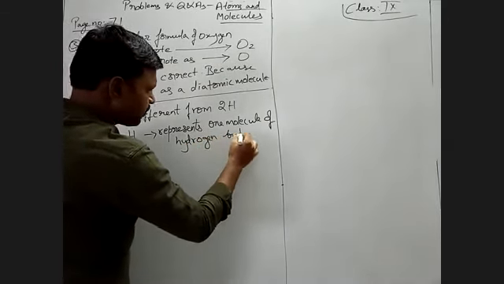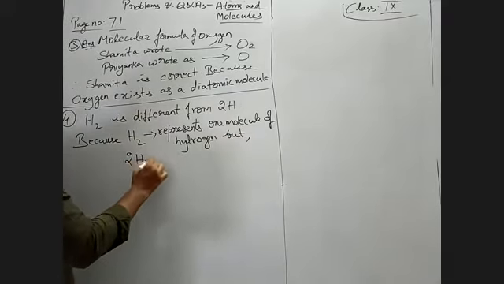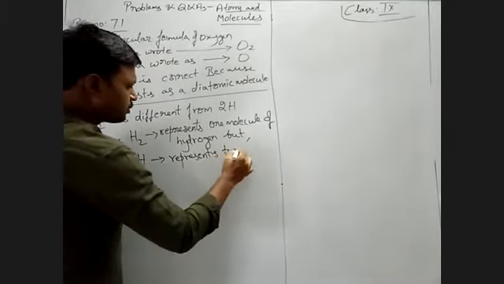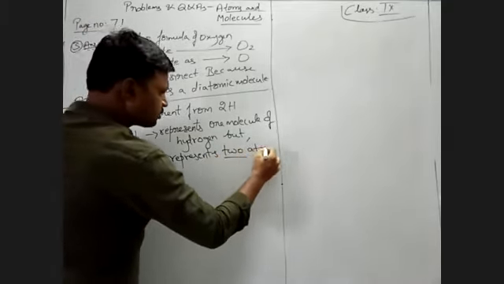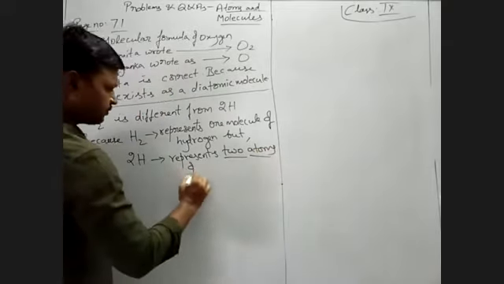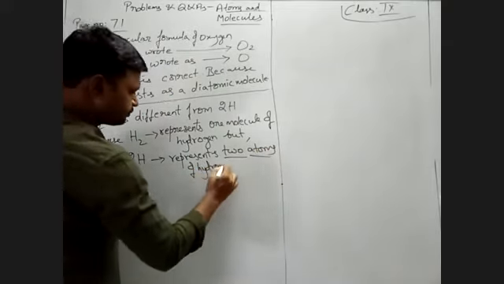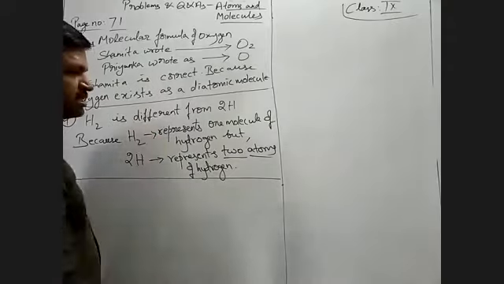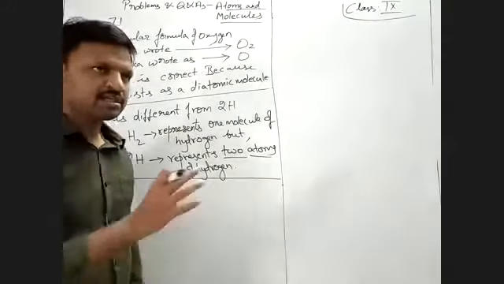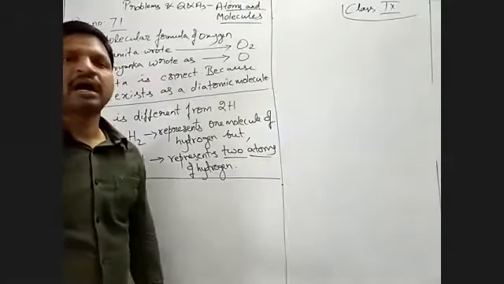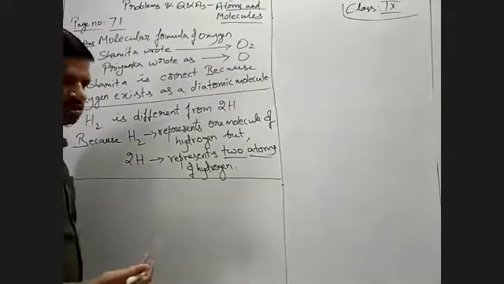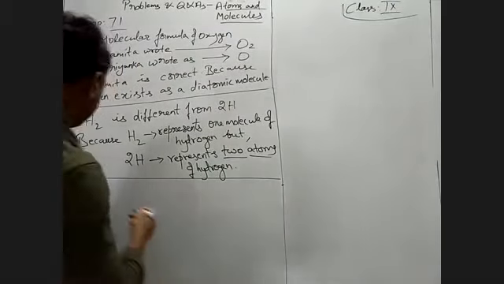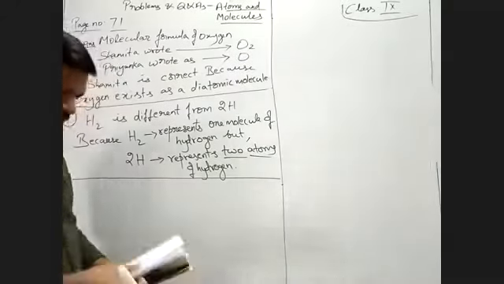But 2H represents two atoms of hydrogen. Understood, students? That's all. There is no big explanation here. H2 is a diatomic molecule. You know that very well. And single H, if you are writing this, that represents the atom of hydrogen. While discussing molecular formula yesterday, we have discussed this one regarding the mole concept. Right. Then fifth question.